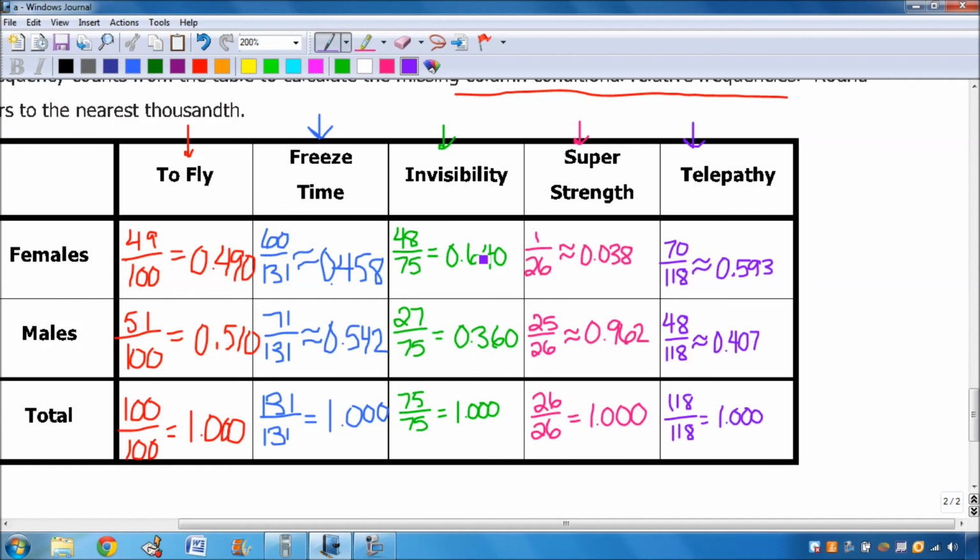So this means that 64% of everyone that chose invisibility were females, and 36% of everyone that chose invisibility were males, okay? This means 3.8% of everyone that chose super strength were females, and this means 96.2% of everyone that chose super strength were males. And then lastly here, 59.3% of people that chose telepathy were females, and 40.7% of people who chose telepathy were males, okay?